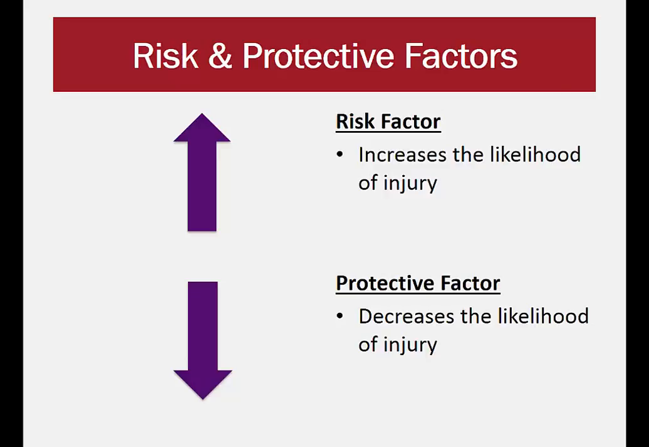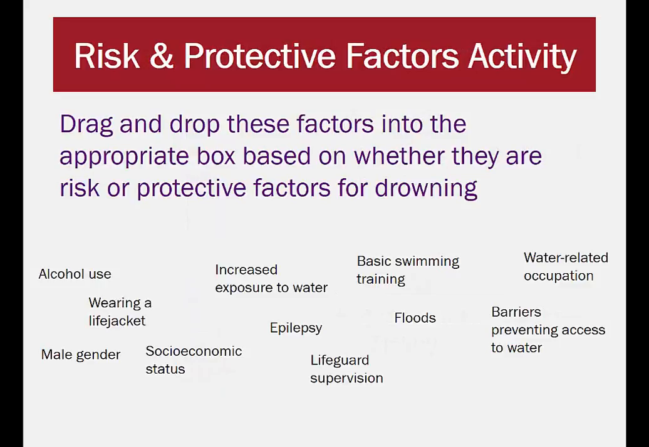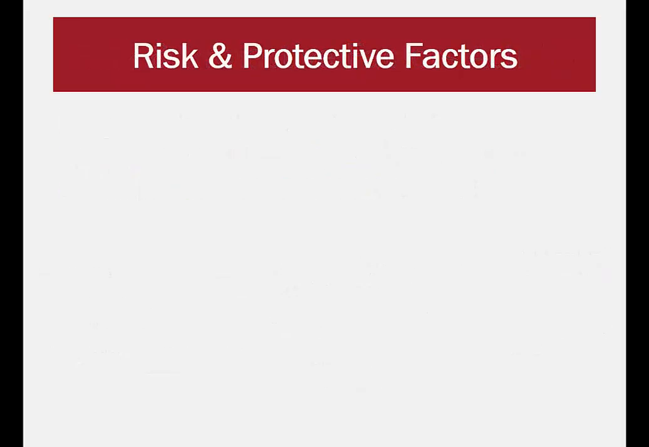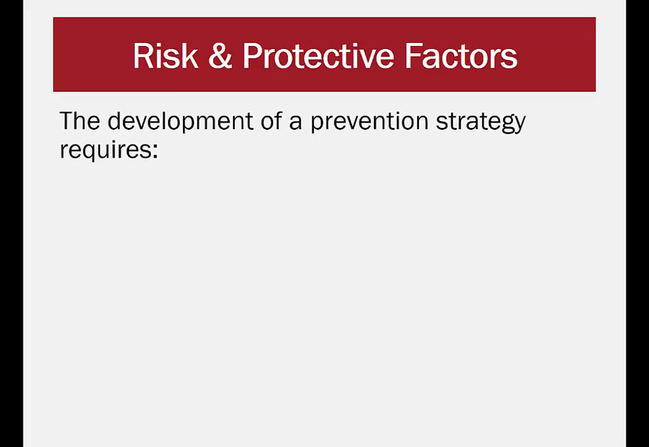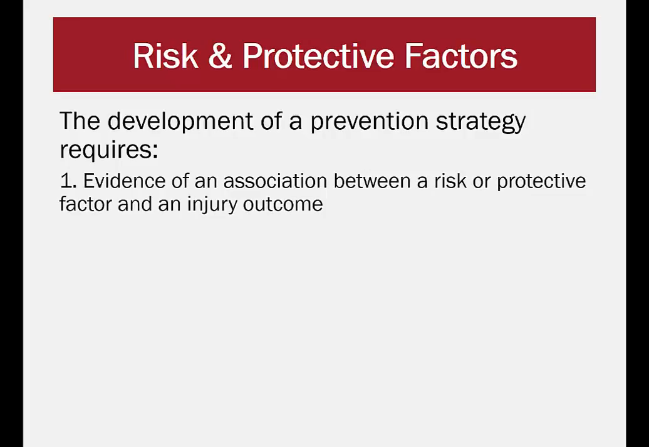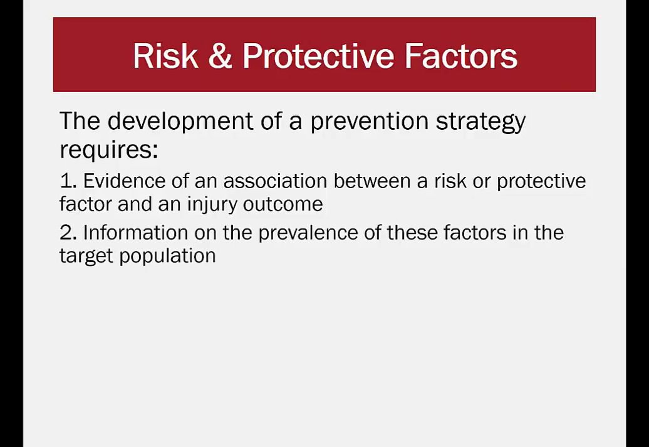A risk factor is an attribute, characteristic, or exposure that increases the likelihood of injury. A protective factor is an attribute, characteristic, or exposure that decreases the likelihood of injury. Evidence on risk and protective factors is necessary for the development of effective prevention strategies, and 2 types of information are needed. 1. Evidence of an association between a risk or protective factor and an injury outcome, and 2. Information on the prevalence of these factors in the target population.